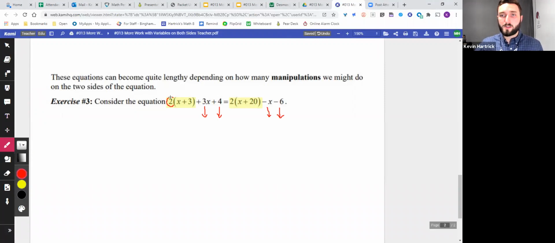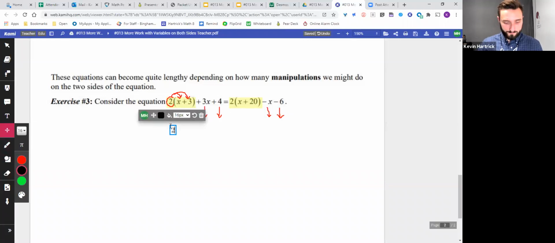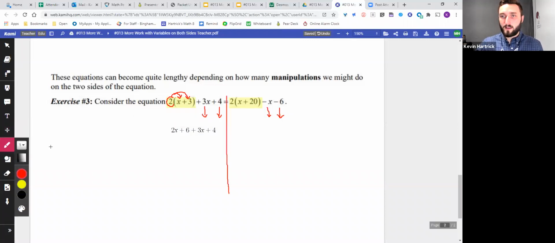Okay, so the first step I'm going to do is this 2 times the two things inside these parentheses. So 2 times x gives me 2x. 2 times 3 gives me a positive 6. And again, I'm bringing all these other things down. So I've got my plus 3x and plus 4. That's what that side's going to look like. I've got my equal sign on a line, equal sign on a line.